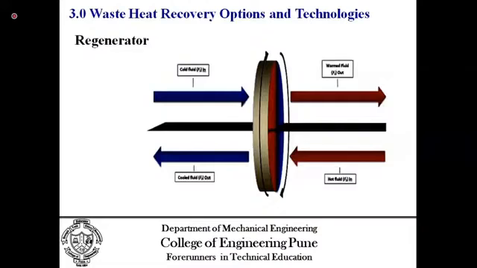The working principle of the regenerator is simple. This is a wheel. This wheel has some matrix, and the wheel is rotated. First, it is a charging cycle. In the charging cycle, hot fluid will pass over this matrix or mesh. This mesh or matrix will store the heat given by the hot fluid.